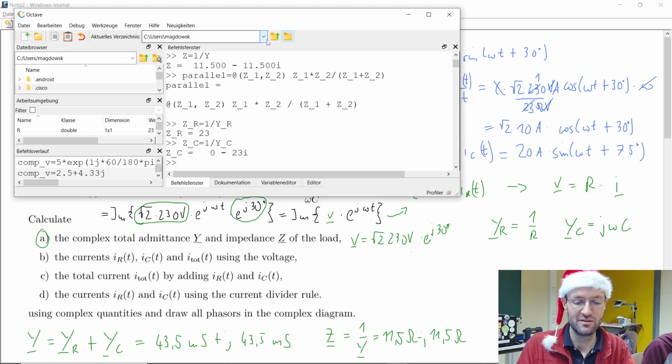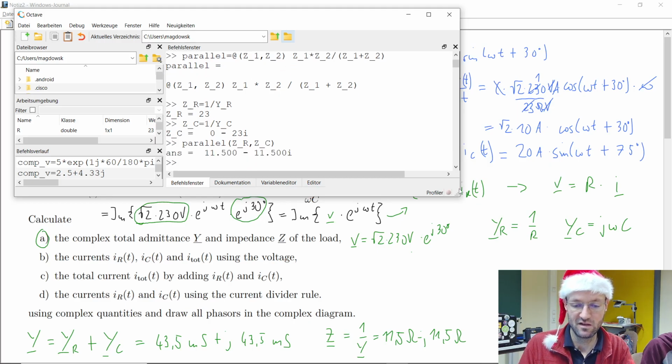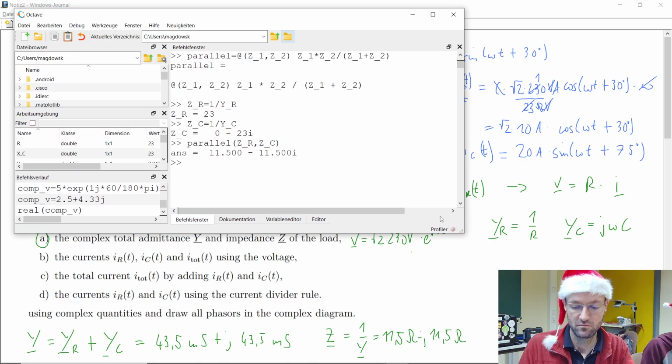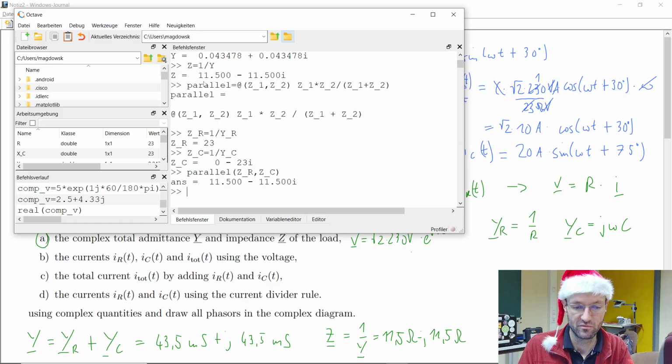This is something fundamental that we should have also discussed in the previous task. 1 over j is the same as minus j. And now if I put them into this parallel circuit and say the parallel connection of ZR and ZZ, then we get the same as we had before. Scroll up. There is the result that we had before from our admittance calculation, and with the parallel connection we get the same. Yeah?